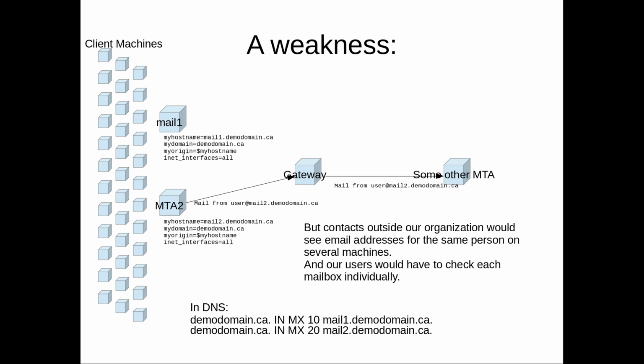So that machine sends out mail, and if somebody connects to it, they're now user at mail2.demodomain.ca. So the email arrives to whoever we're trying to correspond with as user from mail2.demodomain.ca. And now that person that we're talking to has two different email addresses for us and is confused as to which one they should respond to. And our users now have to log into multiple different email servers to try to check their email. So that's a problem. You can't run email this way.